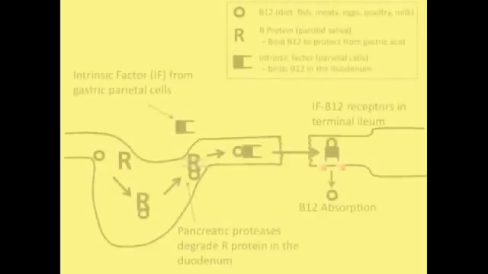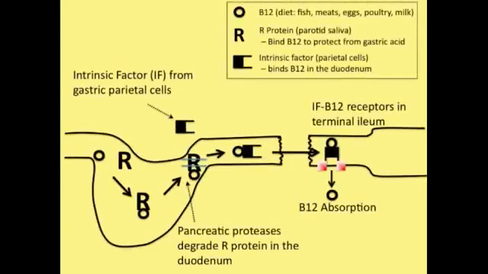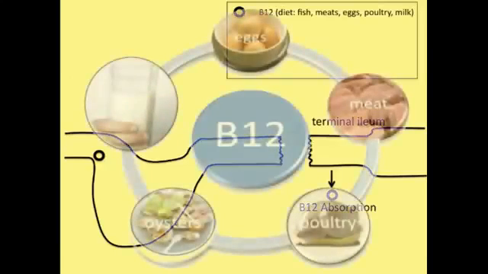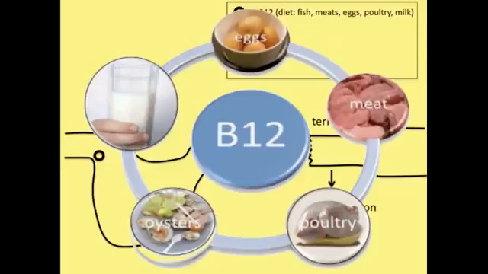All right, and next we're going to look at B12 absorption, and this is the pathway. You have to know this because there are many consequences when things are not going right. So this is a busy diagram, so let's break things down one by one. So first, we have B12. So B12 comes from the diet.